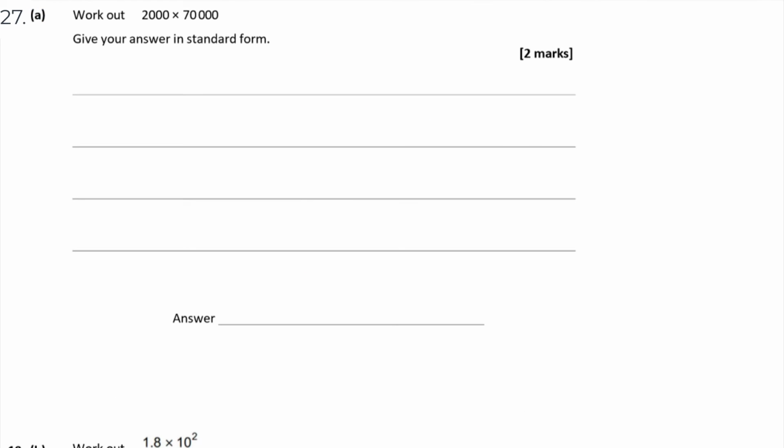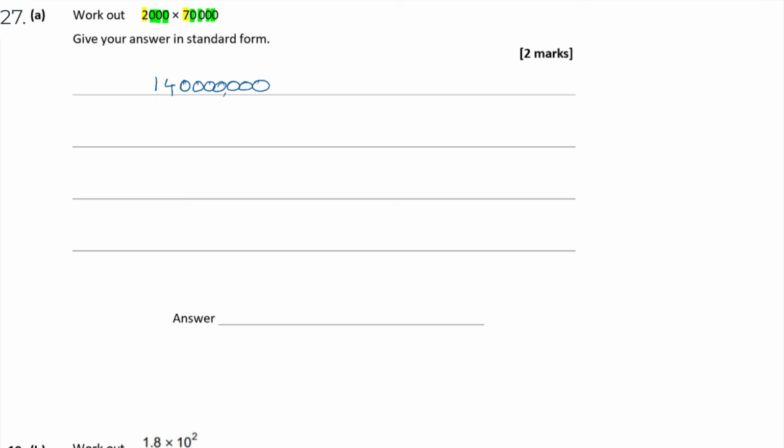Work out 2,000 times 70,000. Well, I've got the digits 2 and 7, and if I multiply 2 times 7, I'm going to get 14. But I've also got all these zeros on the end. 1, 2, 3, 4, 5, 6, 7. So I'm going to have 7 zeros after my 14. So what's that?